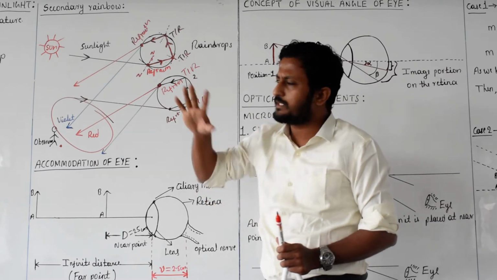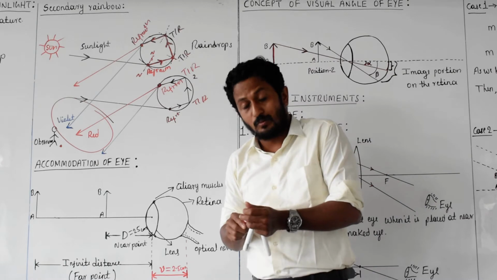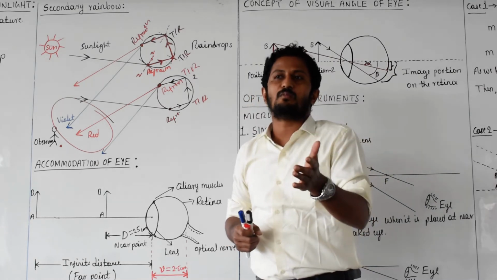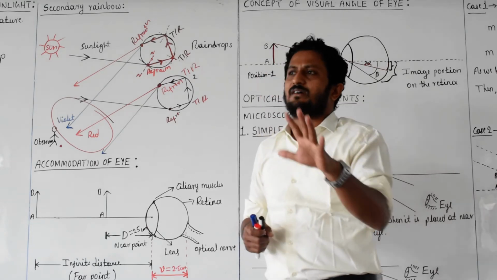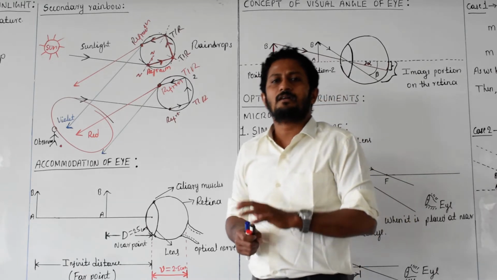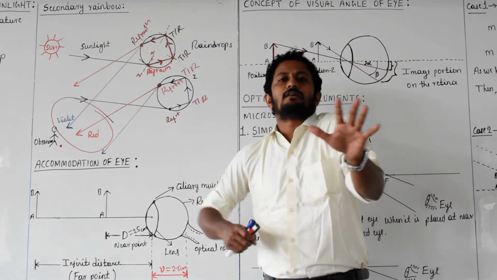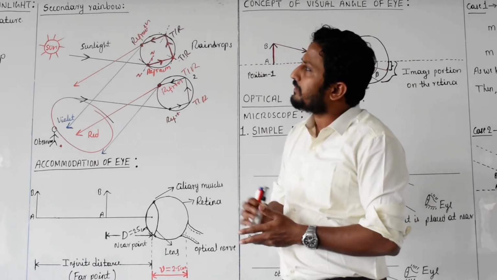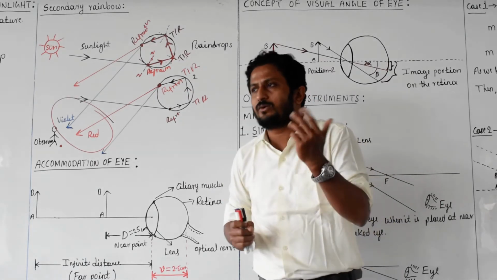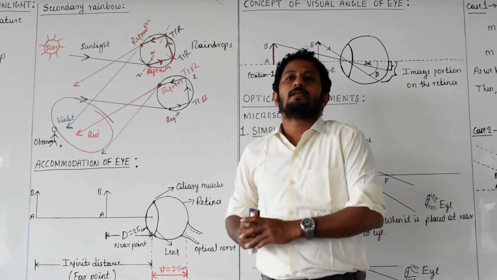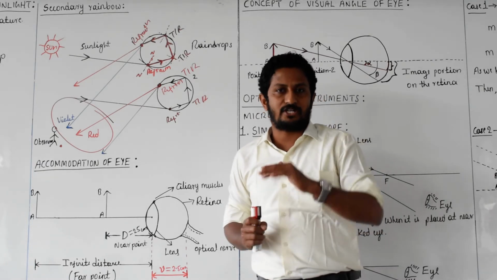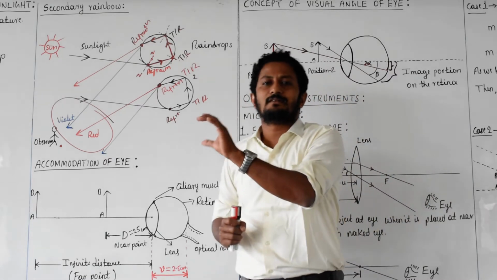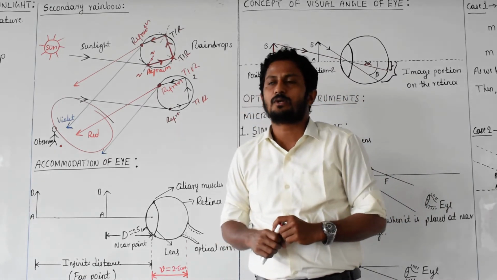Have you understood? This is the discussion about the concept called rainbow. This is one of the natural phenomena that takes place due to sunlight. After this natural phenomenon, now we are going to enter the optical instruments section. There is an optical instruments section in our textbook.